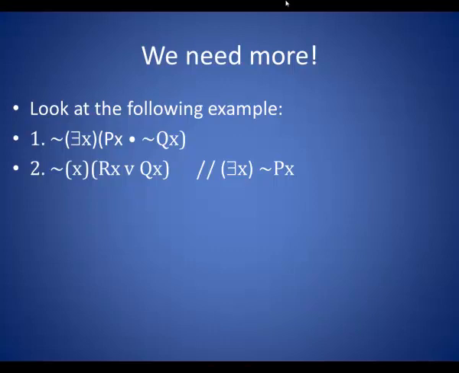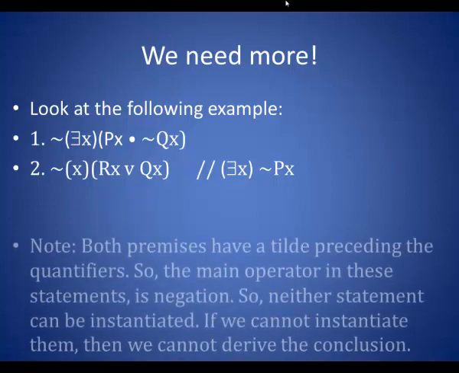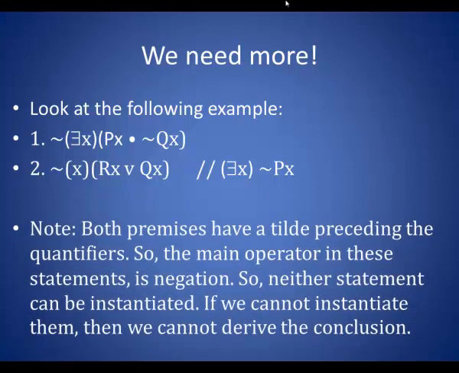Now, we can't use any of our rules of implication on this, and we can't instantiate. So if we cannot instantiate line 1 and 2, then we have no way of being able to solve the problem. Note, both premises have a tilde preceding the quantifier. In other words, they have a negation preceding their quantifier. So the main operator in these statements is negation. So neither statement can be instantiated. If we cannot instantiate them, then we cannot derive the conclusion.